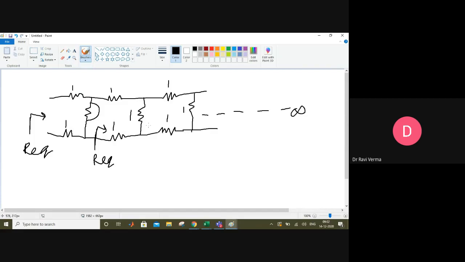You will see from this side also, because this series is going towards infinite. It's a very long series. If you see into the circuit from this side, it looks like infinite R equivalent from RAB. If you see from this side also, the same thing is repeating here. See carefully, this same thing is repeating again and again.